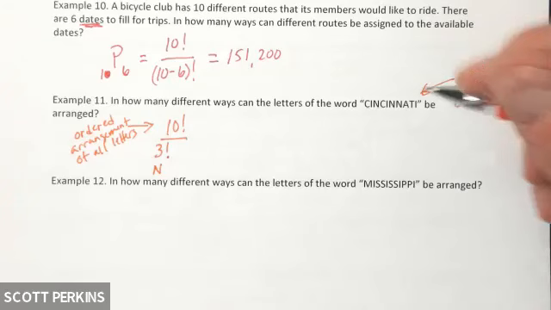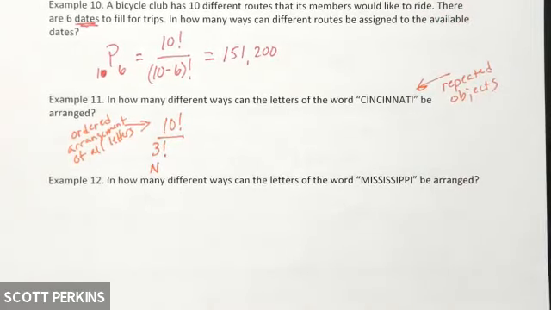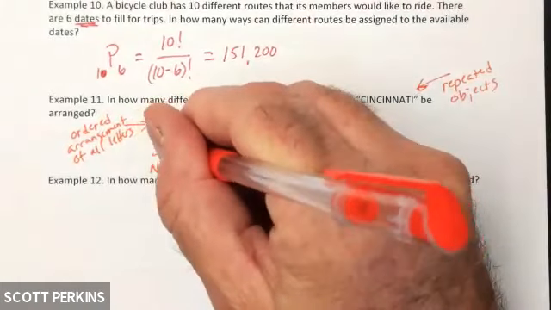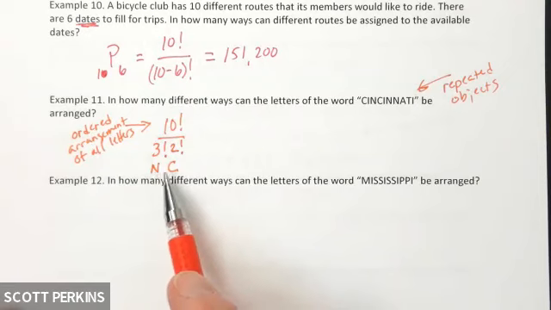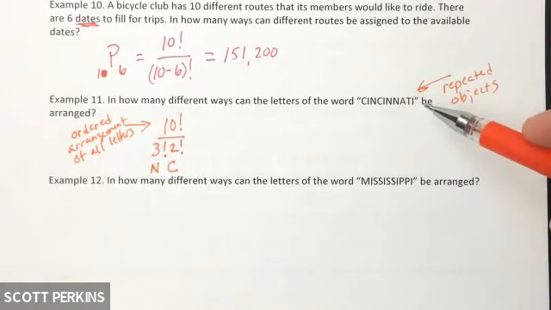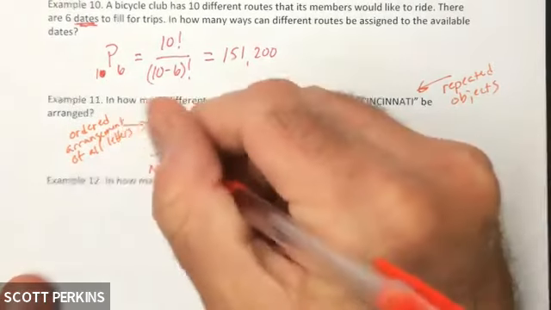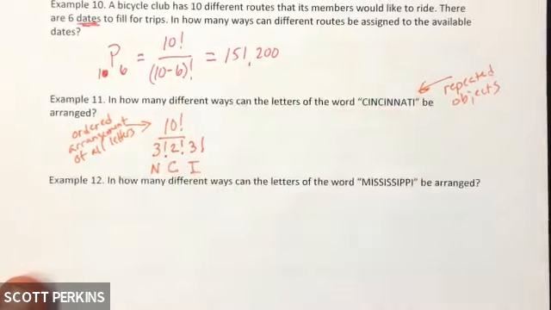I also have c's, and there's 2 c's as long as my eyes are not deceiving me. So I'm going to divide by 2 factorial. Those are my c's. You don't have to put the letters down under here. I'm doing this for your notes. So when you go back later and you're doing your homework, you can see why I did that. And then we have one other letter repeated. That is the i's. And there's 3 of those.